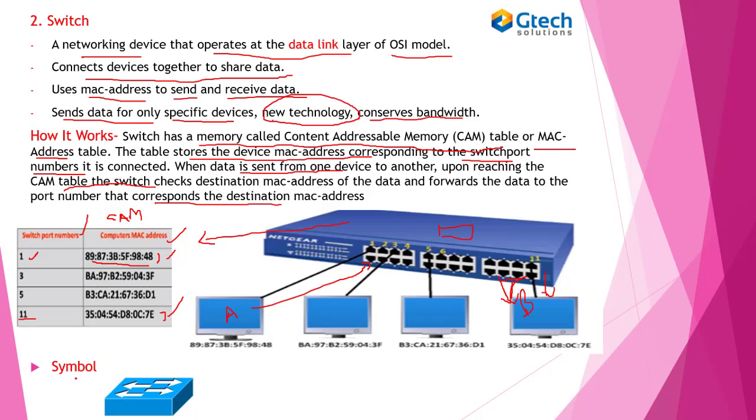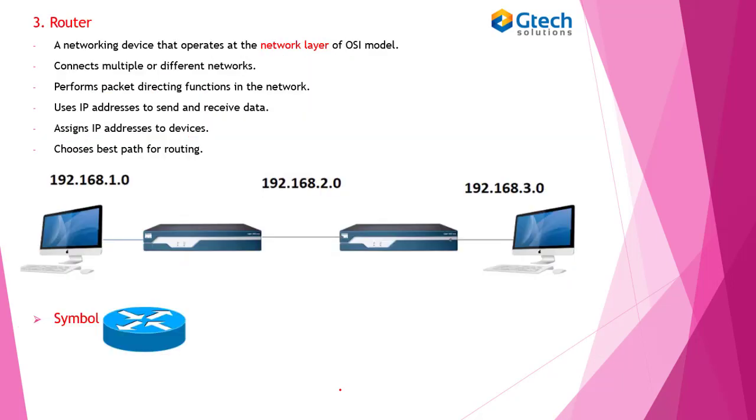So the symbol of a switch is a rectangular box with arrows pointing left and right, four arrows like this one. Alright, let's go to the next device, a router.